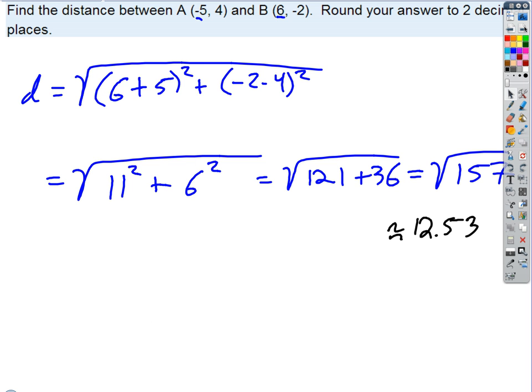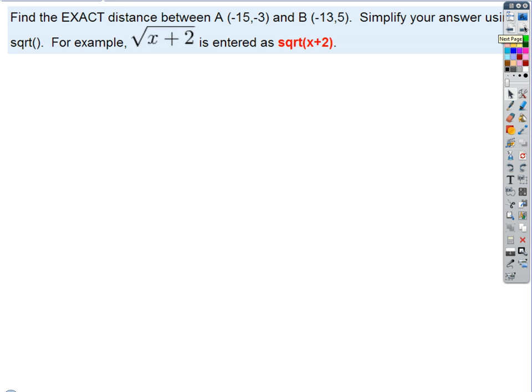Try another one. Okay, it's a little different problem. This is asking us to do the same thing, except it wants a different kind of answer this time. Instead of rounding to 2 decimals, it wants us to provide an exact answer. A simplified exact answer.